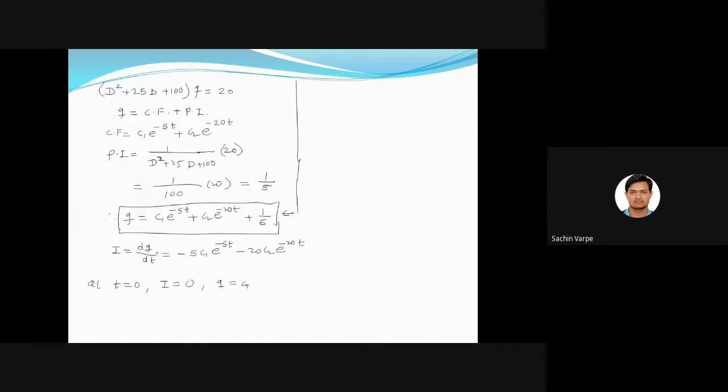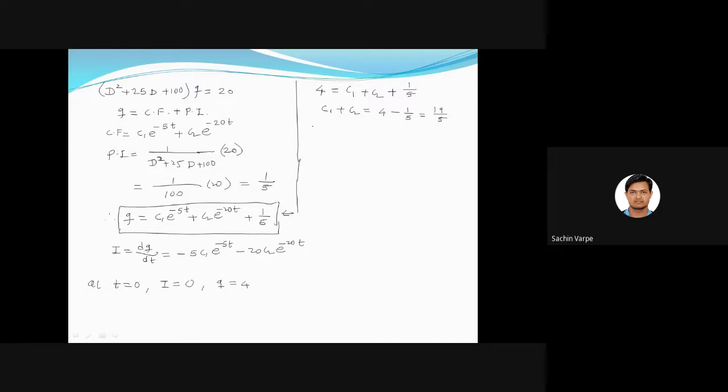So when we substitute these initial conditions, for t equal to 0, q is given to be 4. So 4 is equal to, on the right hand side, C1 plus C2 plus 1 by 5, because e to the power 0 is 1. So what is C1 plus C2 equal to? C1 plus C2 equals 4 minus 1 by 5. So how much is it? 19 by 5, no?